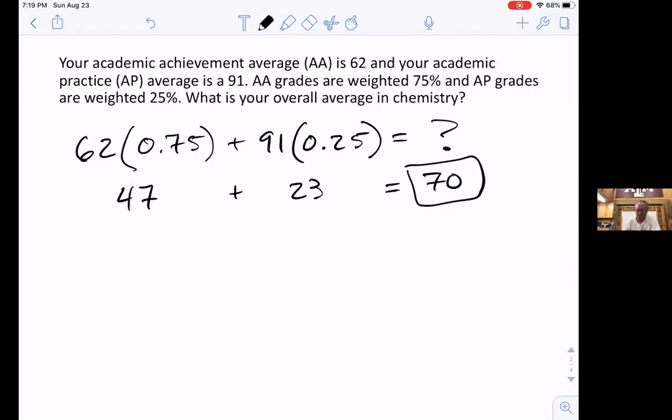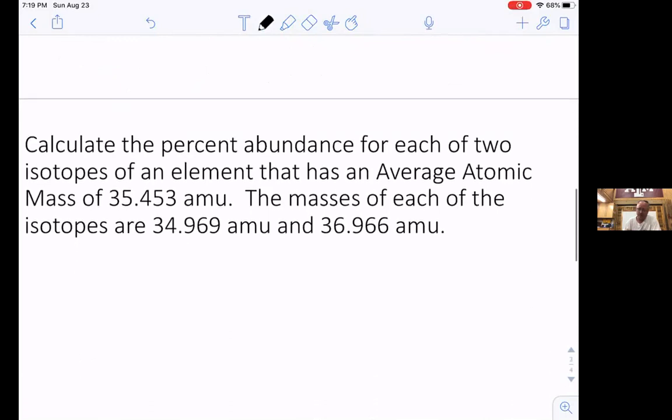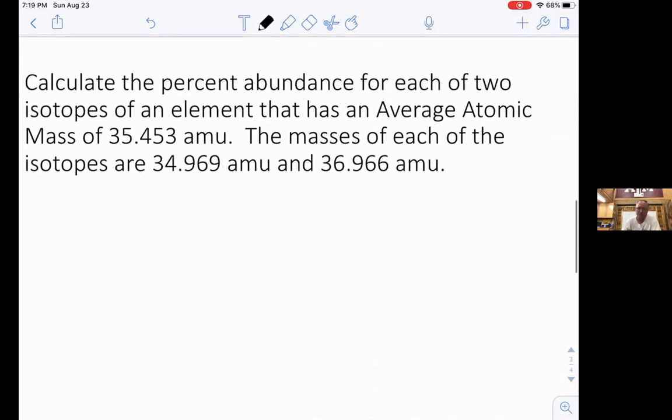Let's do a real calculation with actual isotopes instead. Better example. So here, calculate the percent abundance of each of two isotopes of an element that has an average atomic mass of 35.453 AMUs, atomic mass units. That was our average, and the individual isotopes are 34.969 and 36.966.